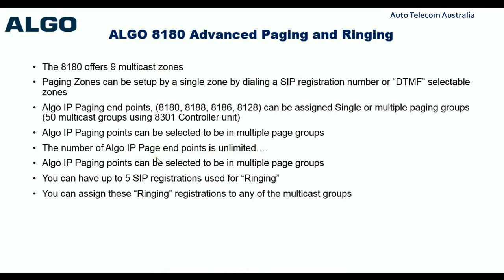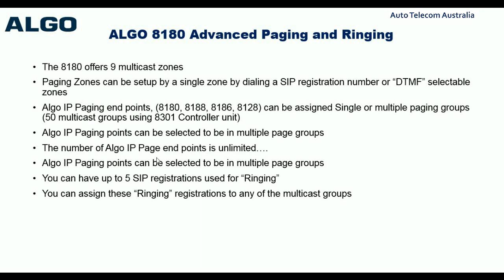Just want to touch on a few points with the advanced paging and ringing. The technical side is added on to the end of this presentation. The technical presentation will go into this in more detail, but from a sales perspective, effectively the 8180 has got 9 multicast zones, which we call page groups. But out of that 9, you can use 6 or 7 of them, and then you've got things like all page, and music on hold that you can play through it. So these are counted as part of the channels. Have a talk to us about that if you particularly want to go to the zones.